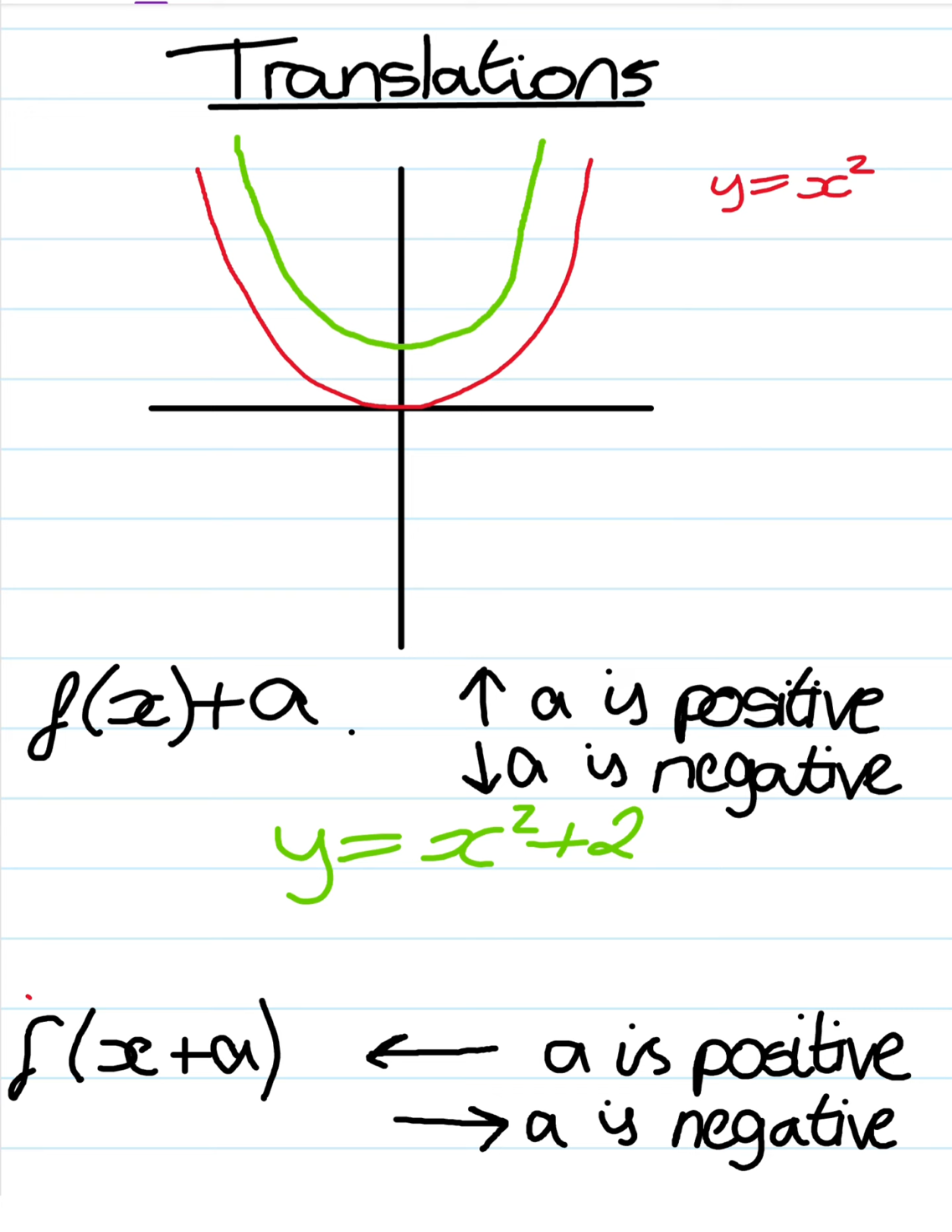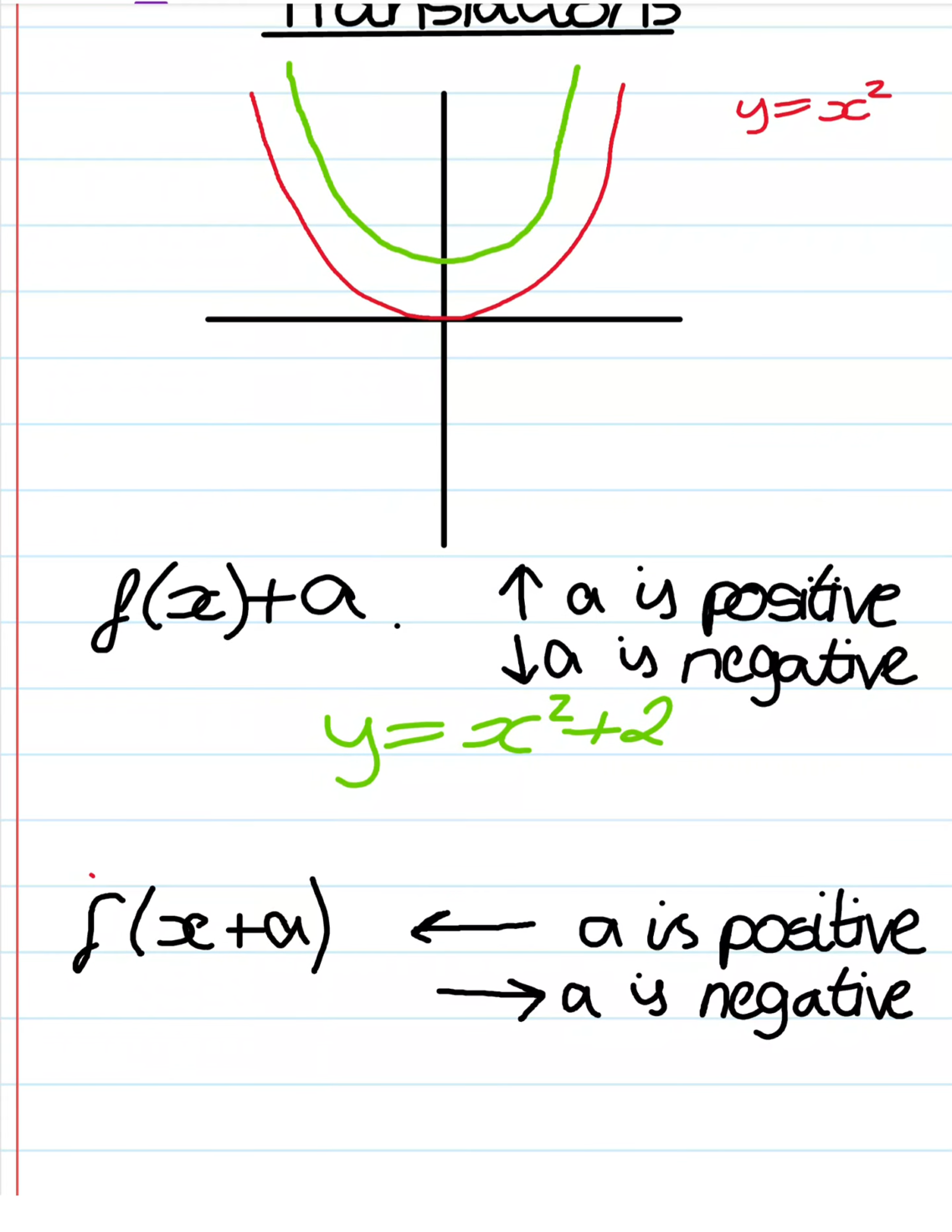The next type is if the number is inside the original equation, of the form f of x plus a, where the a is inside the bracket. This moves the graph left if a is positive and right if a is negative. It sounds a bit backwards and a bit counterintuitive, but that's just how the maths works. And once you've had enough practice, it will become second nature to you as well.